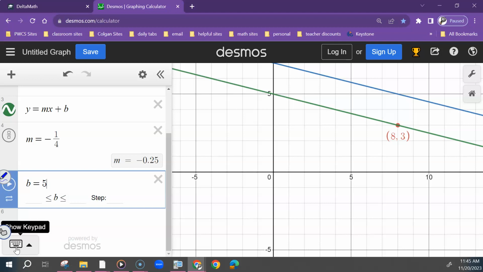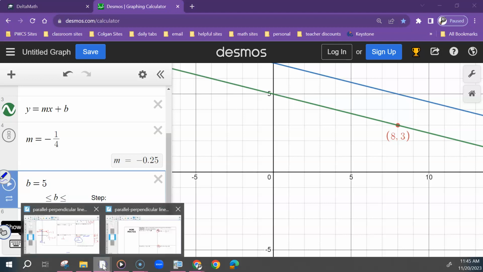So do we just write the equation? So it would be y equals negative 1/4 x plus 5. Yes. So now, right here, for this practice, you can just write it and say use Desmos. You're not using Desmos on the test. But this is good practice to know how to do it on Desmos.